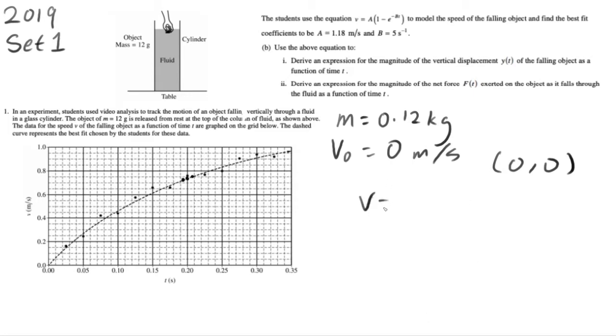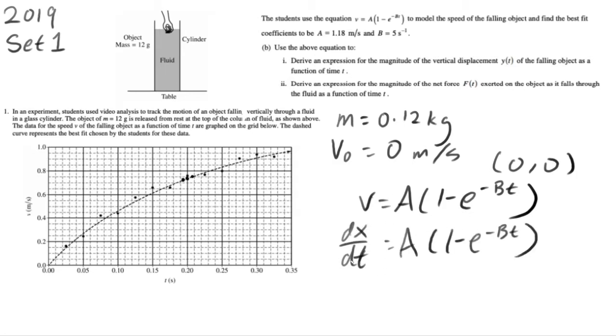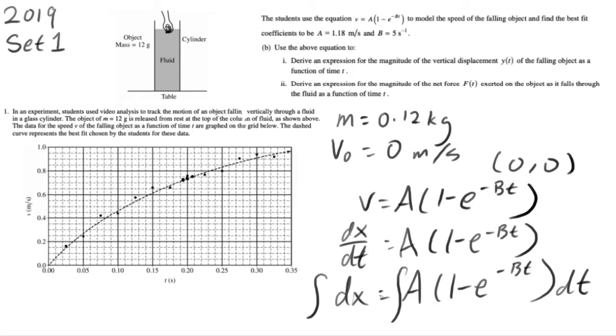So v equals a times (1 minus e to the negative bt). You can change v to dx/dt, keep the right side the same, and move the dt to the right side, so you get dx equals a(1 minus e to the negative bt) dt, and then you integrate both sides. The most important thing is the limits of integration, so you have to get those right. For x, it's 0 to y(t), and for this one it would be 0 to t.